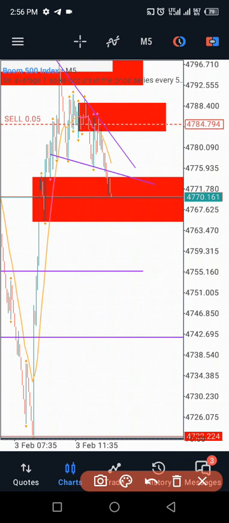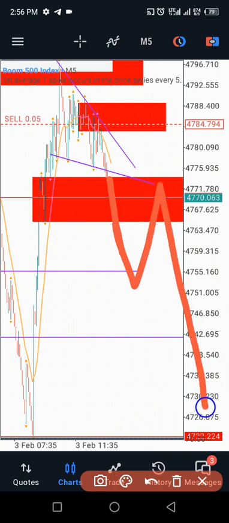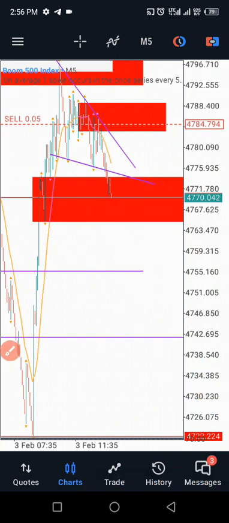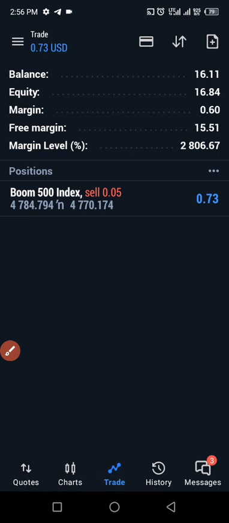So in case price breaks out, I might take an aggressive entry, or I wait for price to break out, retest, and start selling down. Okay, so I'm just going to show you how I was able to take this trade.